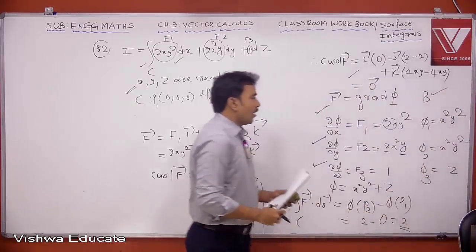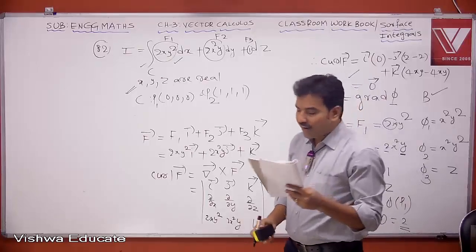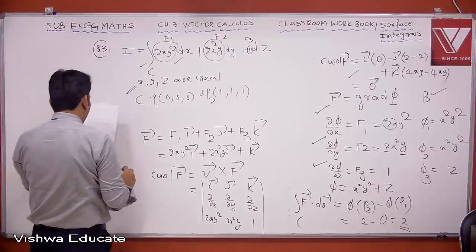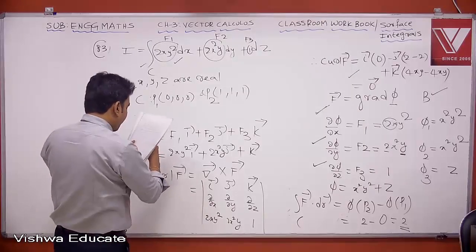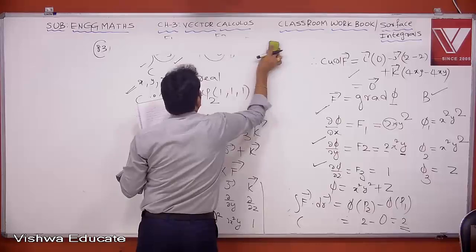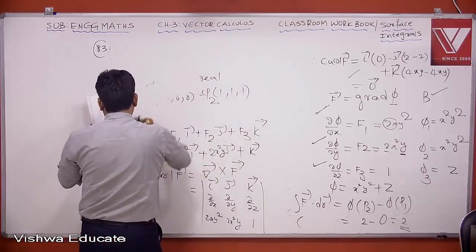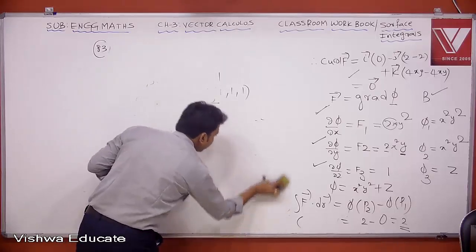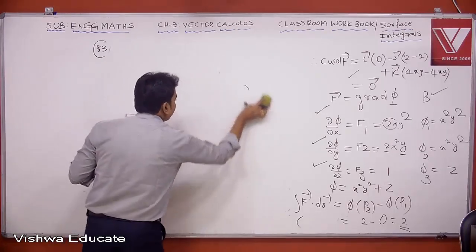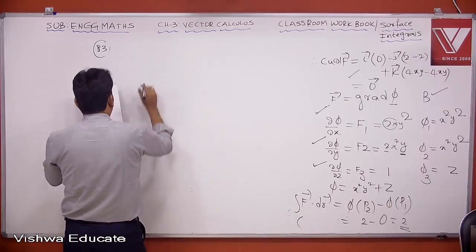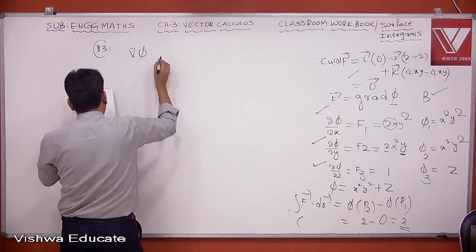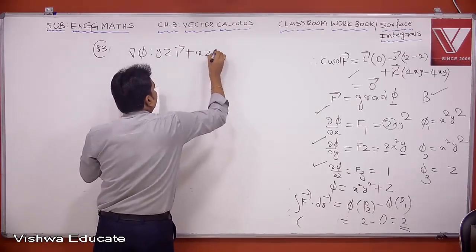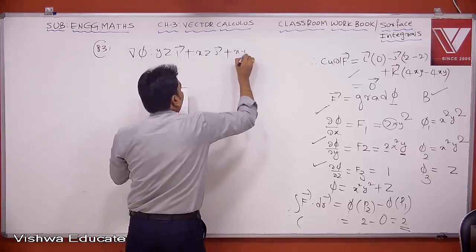Option B is right answer. Note this calculation. Question number 83. A scalar potential pi has the following gradient. What is the gradient? Del pi. This del pi is given as the vector yz i bar plus xz j bar plus xy k bar.